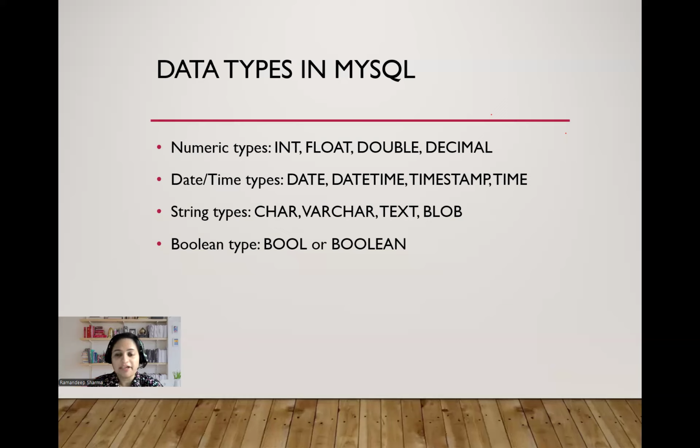And the last one is the Boolean type. Boolean is where we have to store true, false, yes, no, this kind of data. So we can store true, false, or we can store 1 and 0. 1 is for true and 0 is for false. Got it?